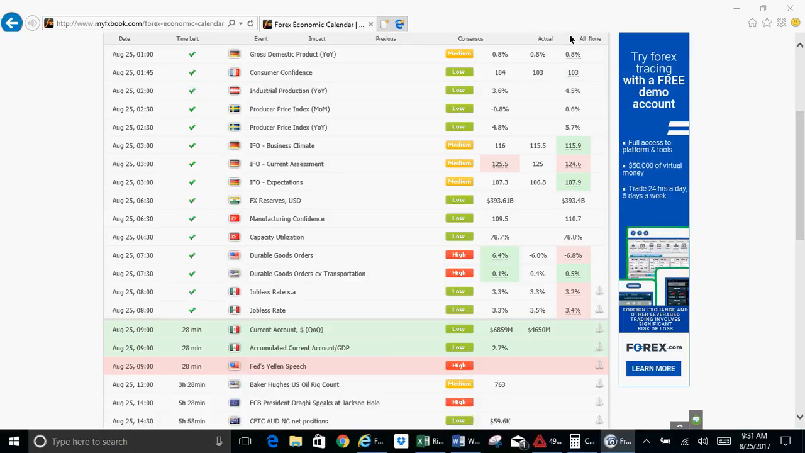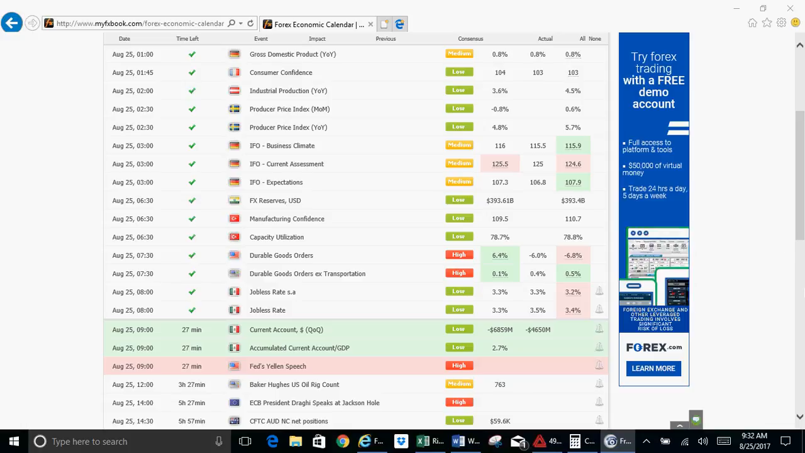The first thing I want to do is look at my economic calendar. I see that right now, the London and New York markets are open, and during this time period, I normally trade the British Pound USD or the Euro British Pound currency pairs.